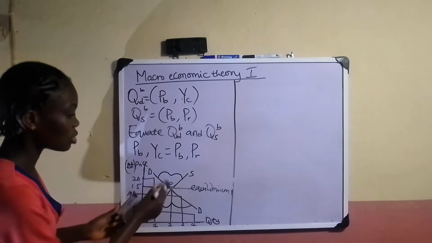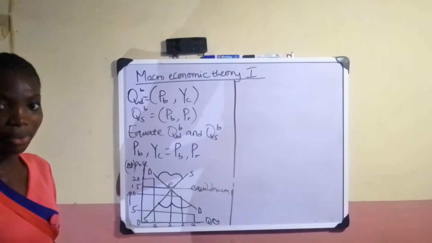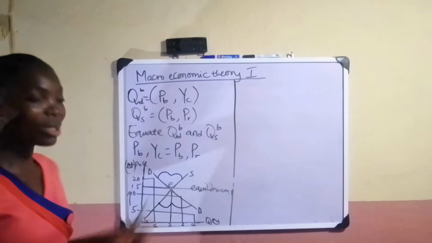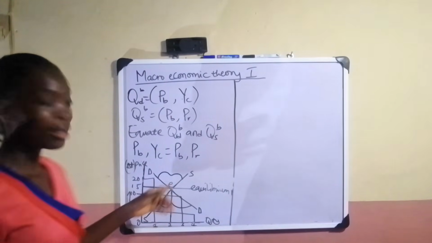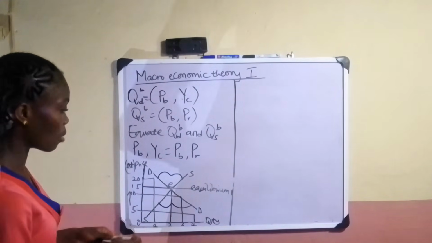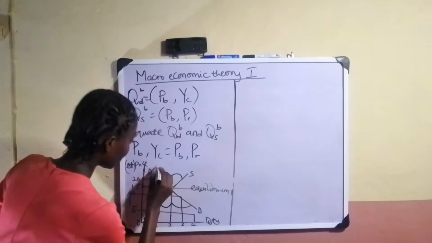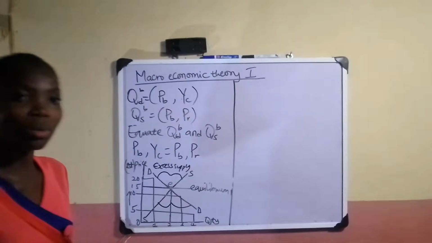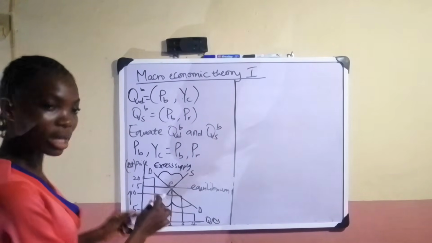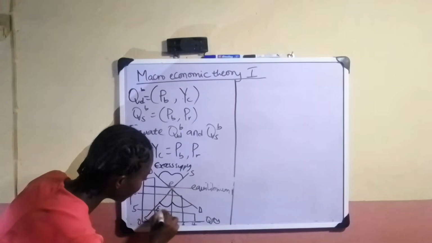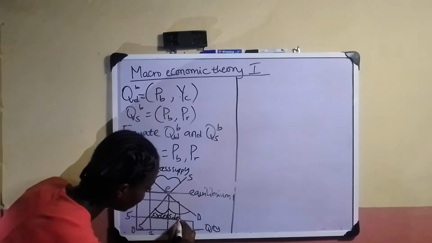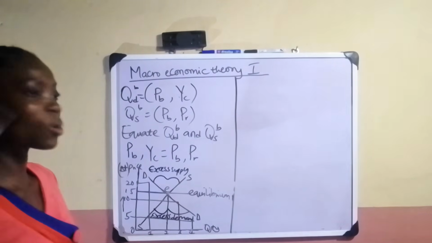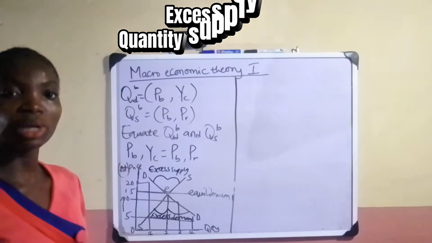What happens to this point when the price moves above the equilibrium? Here, when the price moves above the equilibrium price, we call it excess supply. And when the price goes below the equilibrium point, we address it as excess demand. So here, what does excess supply simply mean? Excess supply means that the quantity supplied is greater than the quantity demanded.